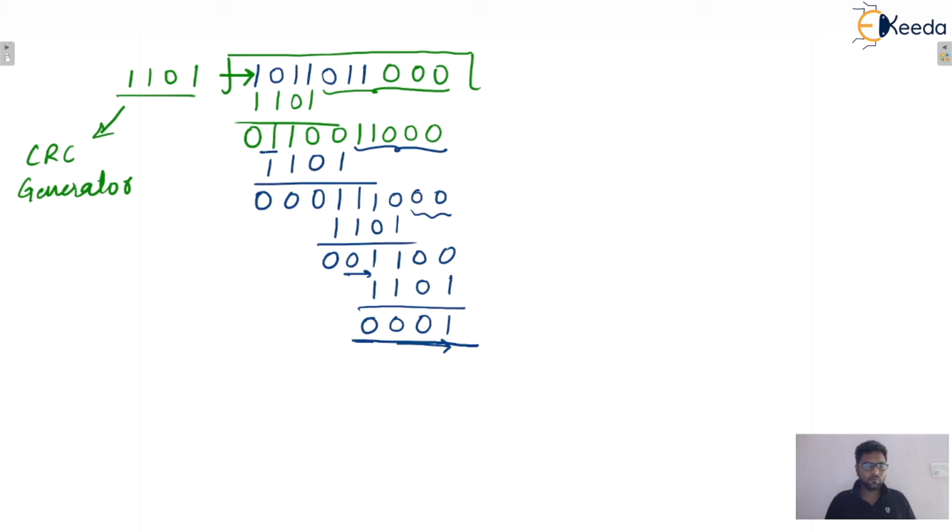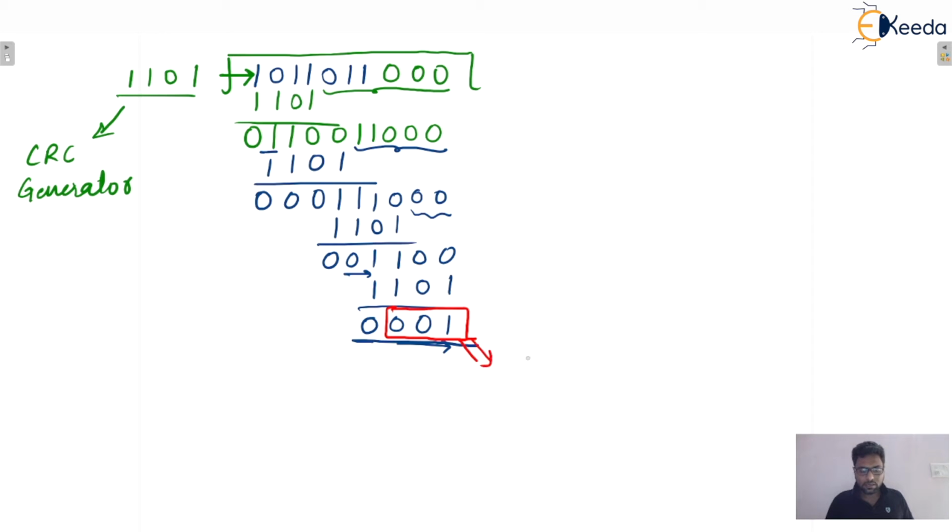Now, because the CRC generator is of 4 bits, we will take the 3 LSB bits. Why 3? Because the CRC generator is of 4 bits, so take 4 minus 1. If the CRC generator is of n bits, then take the n minus 1 LSB bits.